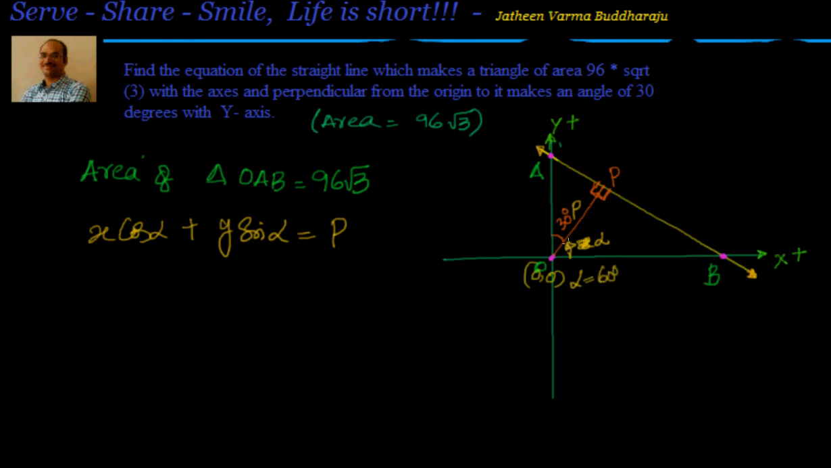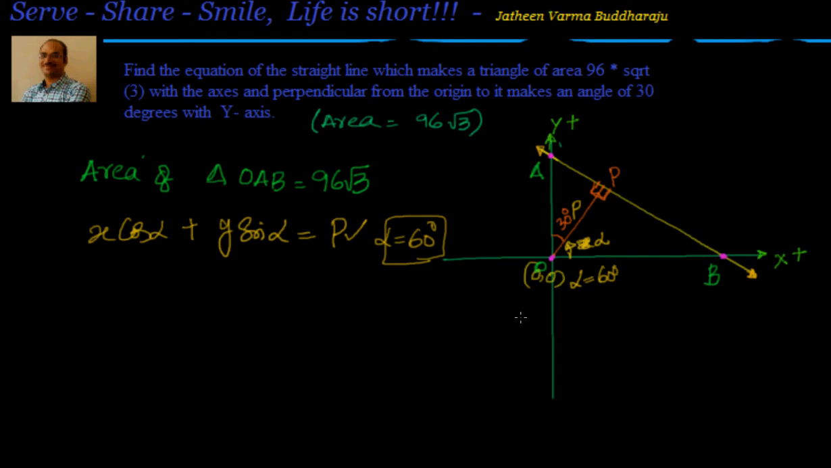How do we know that? Because we know that x-axis and y-axis together make 90 degrees. So alpha equal to 60 degrees. So if we find out the value of p, we are done with this. Now we know the area of triangle OAB is 96 root 3. That's the only input we have. We have to use that and go ahead. Okay, let us do that.